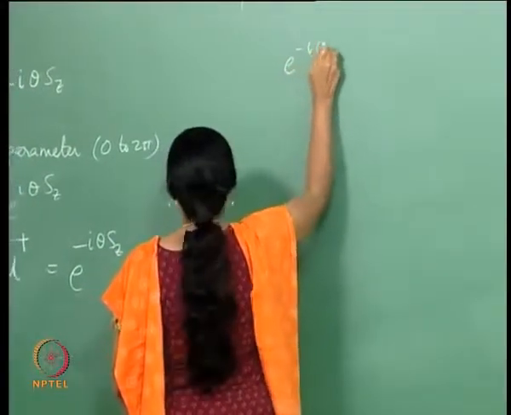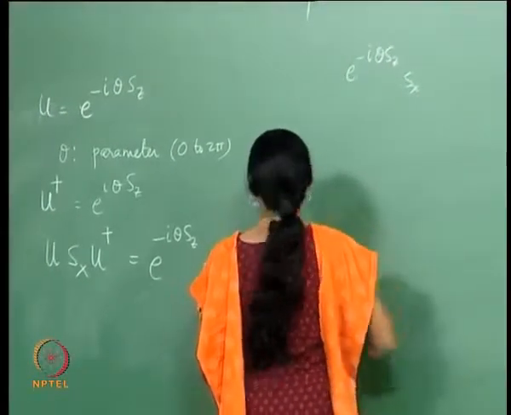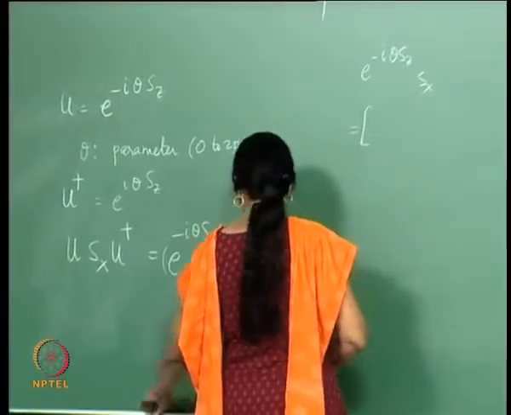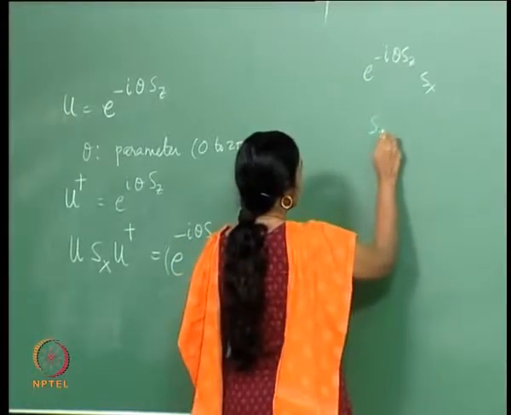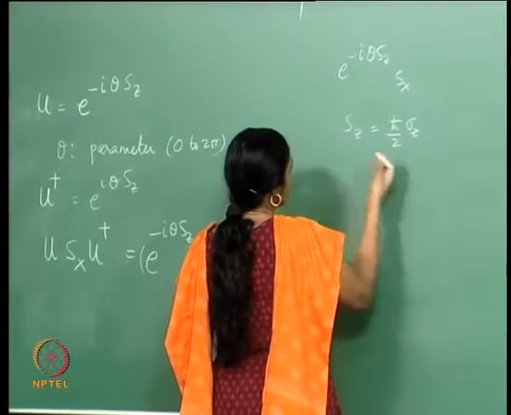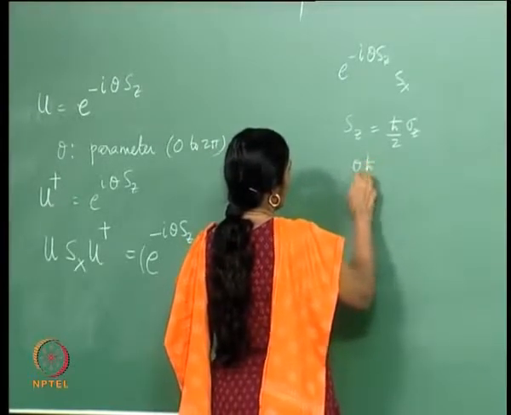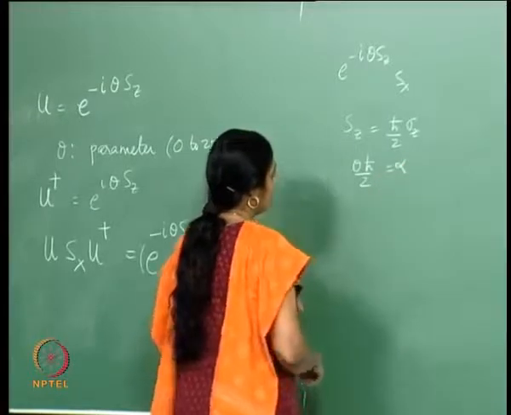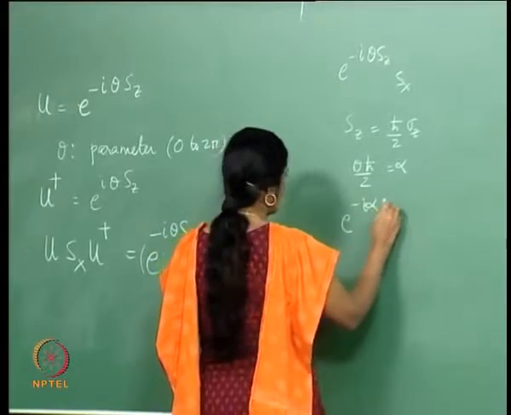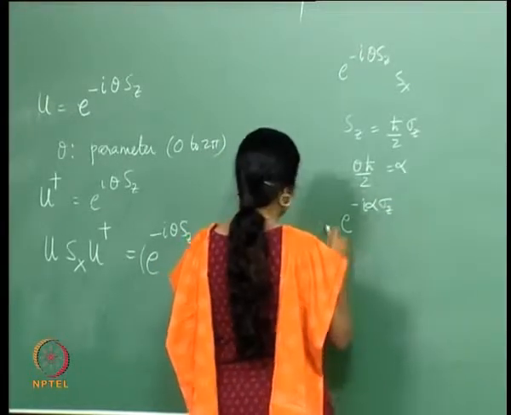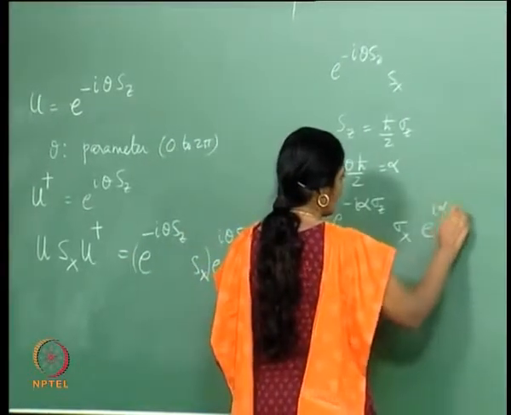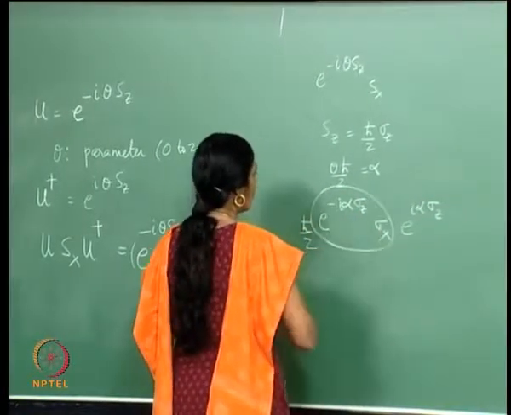So, I first consider e to the minus I theta Sz Sx. I am just looking at this part of it. Make a brute force expansion, but before that I realize that Sz is h cross by 2 sigma z, and just for convenience of notation I am going to call theta h cross by 2 as alpha. So, basically I have to find out e to the minus I alpha sigma z h cross by 2 sigma x, because Sx was h cross by 2 sigma x, e to the I alpha sigma z, and this is the part that I am going to look at first.